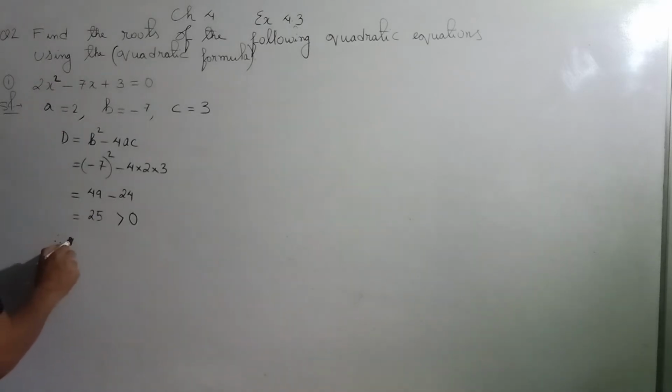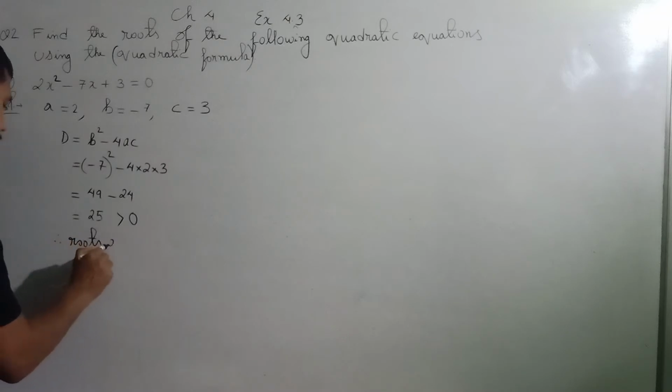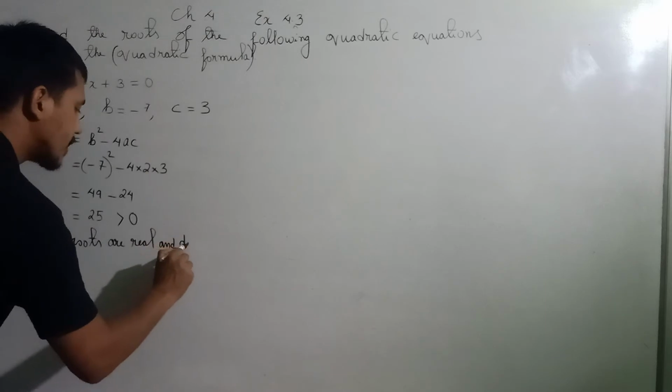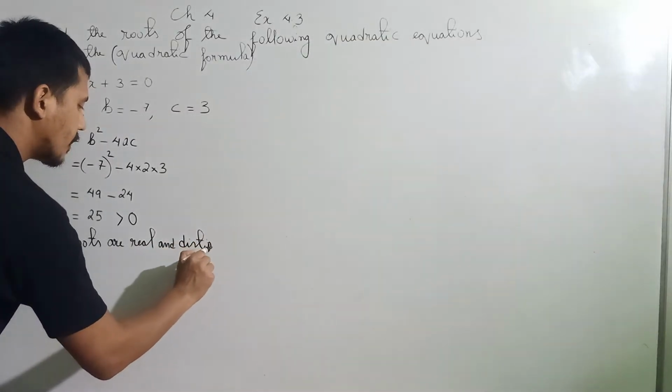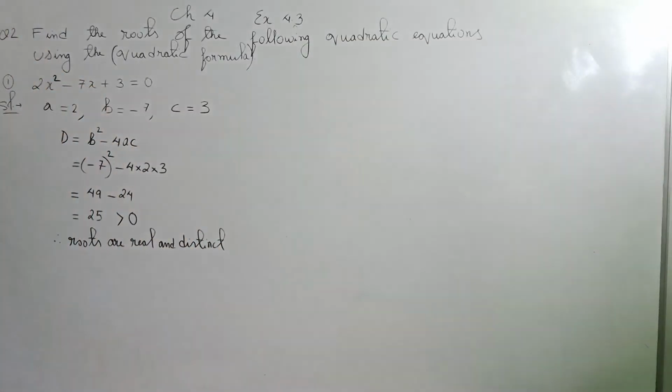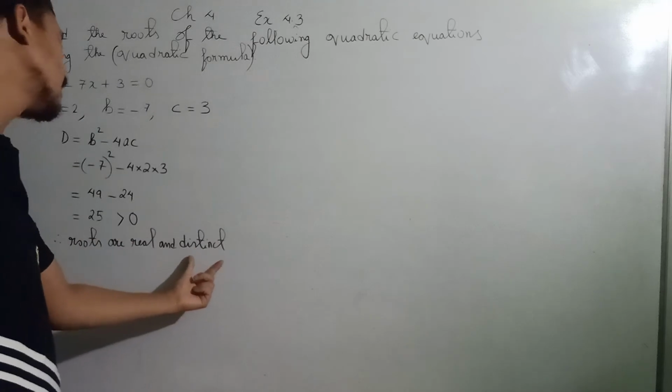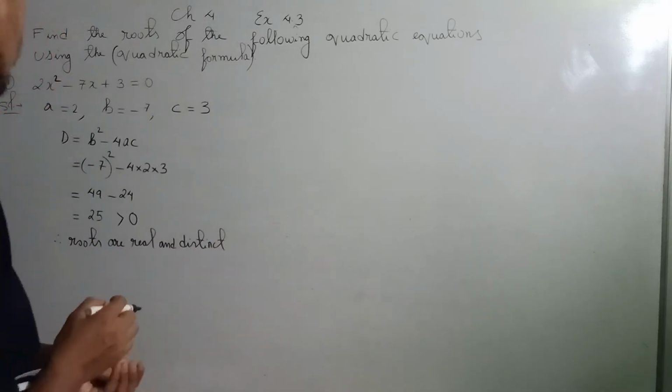Therefore, we can say that roots are real and distinct. We can find the real roots of the given quadratic equation, and the two roots that you obtain will be different from each other. That is what is meant by distinct.